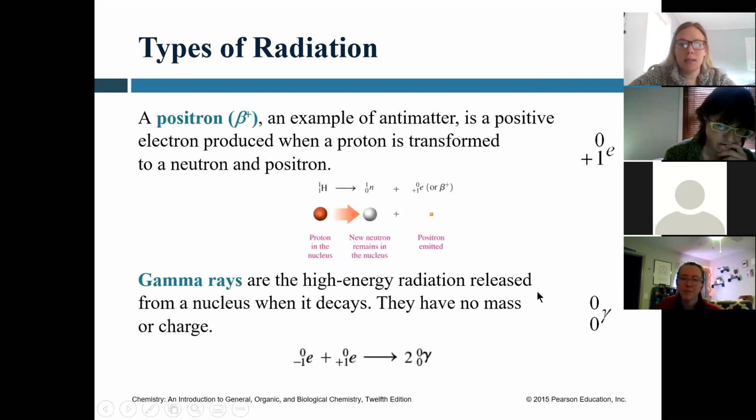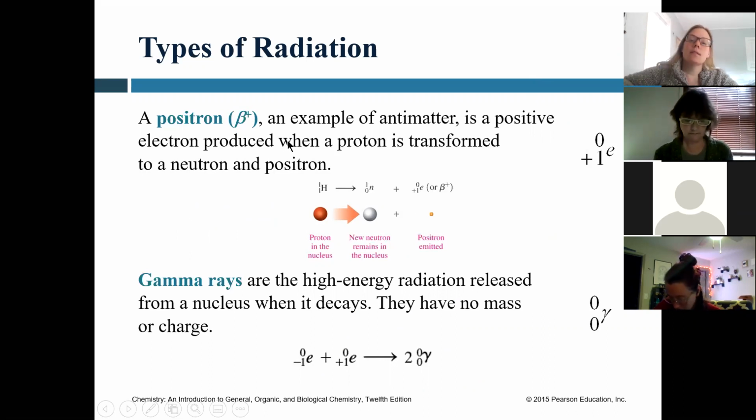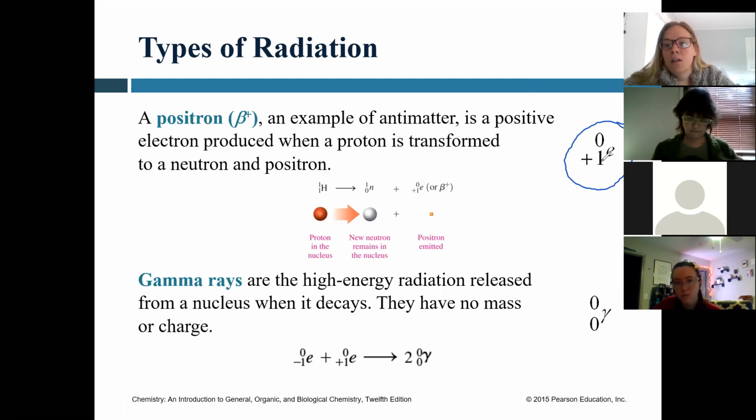Let's go to the next type of thing. I have a positron, which sounds very sci-fi-ish. If it's the real deal, you have your little beta symbol with a plus. This is an example of antimatter. This is the symbol here. A positron is like an electron in that it has no mass, and it's like a proton in that it has a positive charge. So it's like the opposite of an electron. Our symbol for that is going to be an e. We won't have any mass because electrons don't have mass, but we will have a positive charge.